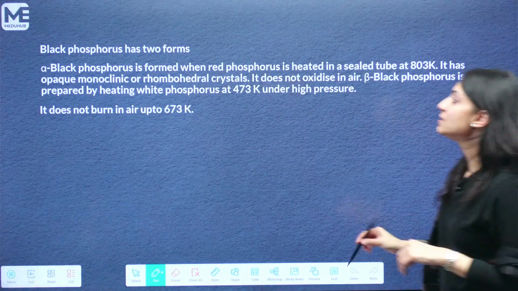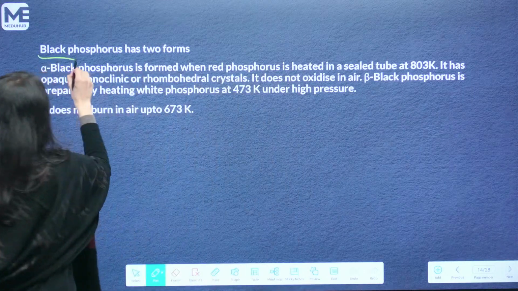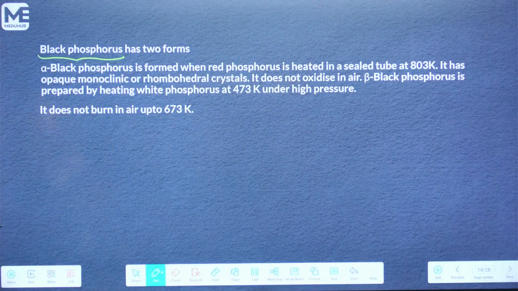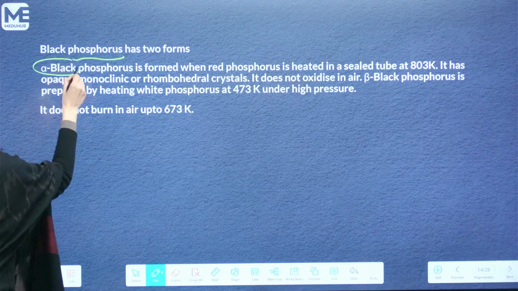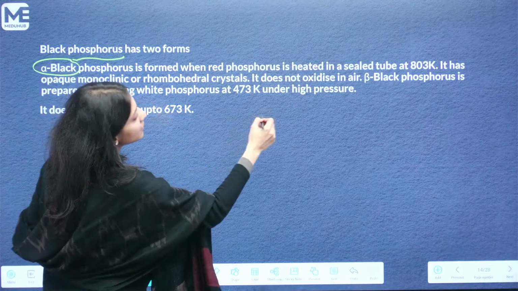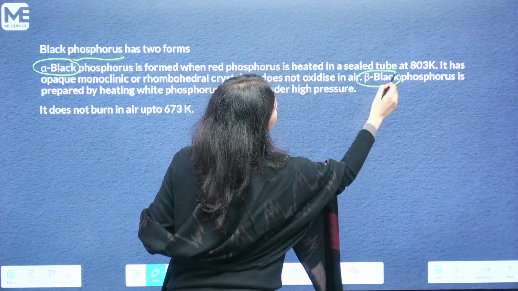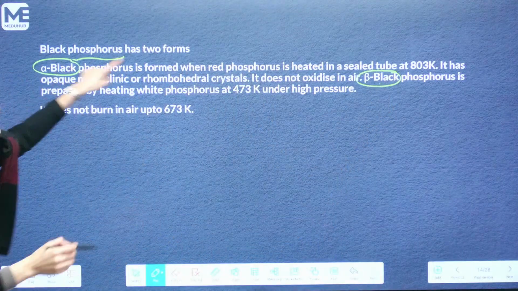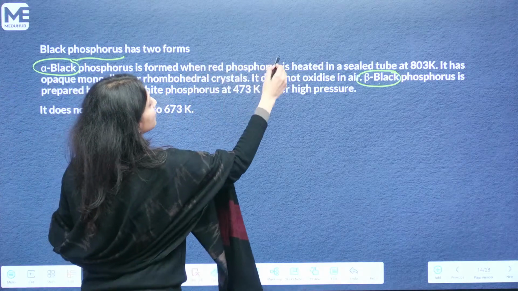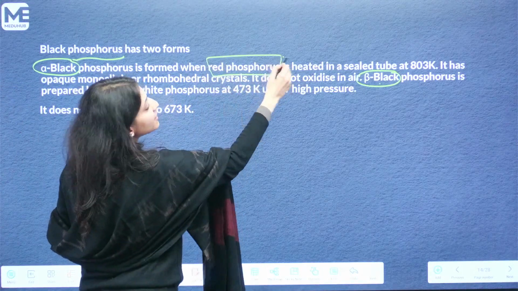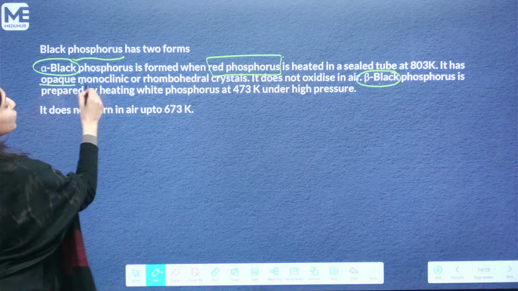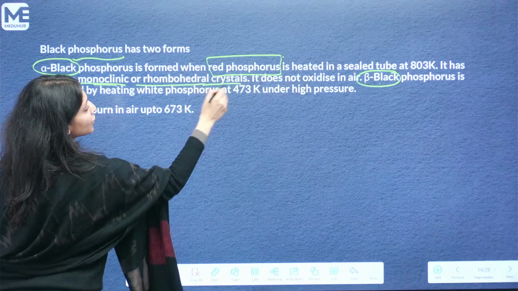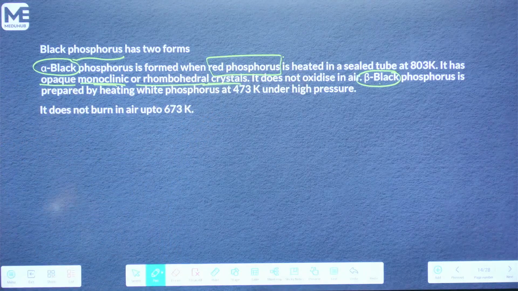The last is black phosphorus, the allotrope of phosphorus that you have to study. So black phosphorus के two forms होते हैं, alpha black और एक beta black. So alpha black red phosphorus से बनता है. When it is heated in a sealed tube at 803 Kelvin, it has an opaque monoclinic or rhombohedral crystal structure and it does not oxidize in air. तो ये भी उतनी easily oxidize नहीं होता.